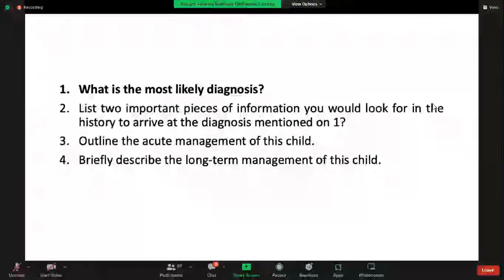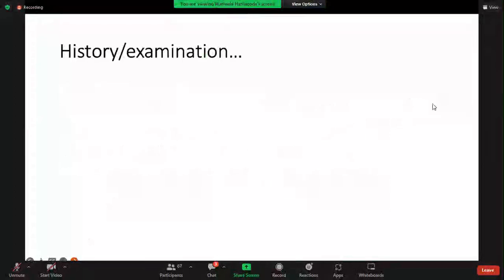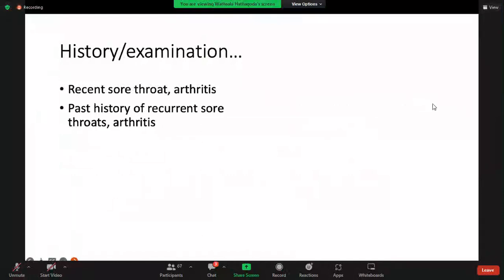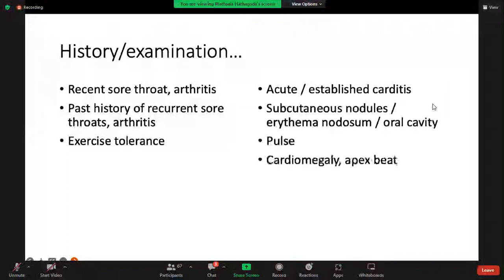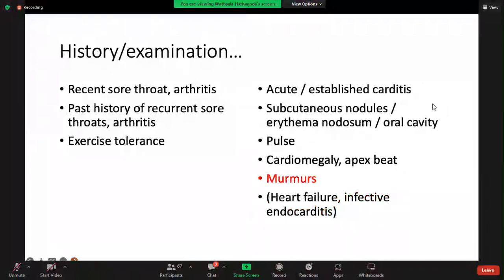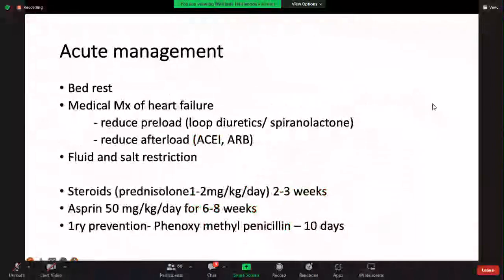And Sydenham chorea, usually it's a late finding. You can see. Okay, what else? So you can ask history: sore throat, whether there's recurrent arthritis, subcutaneous nodules, murmurs, changing murmurs. So all the criteria, signs and symptoms you need to ask. Right. So how would you manage now?